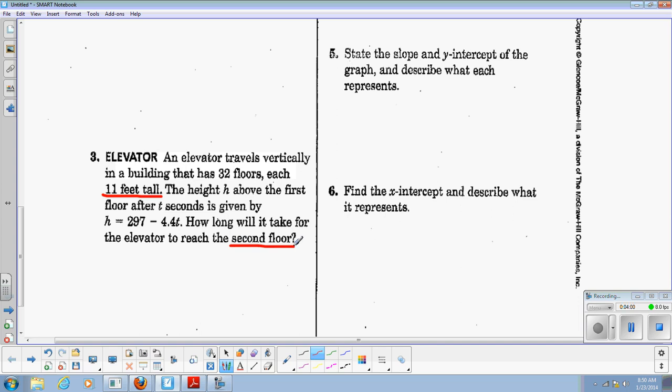So if you're going down to the second floor, how high is the second floor? And when you figure that number out, you need to put that in place of h right here in order to solve the problem. So how long does it take to reach the second floor? Well, first you have to find the height of the second floor. You're going to put that right here, and then you can solve this equation for t to find out how long it takes.